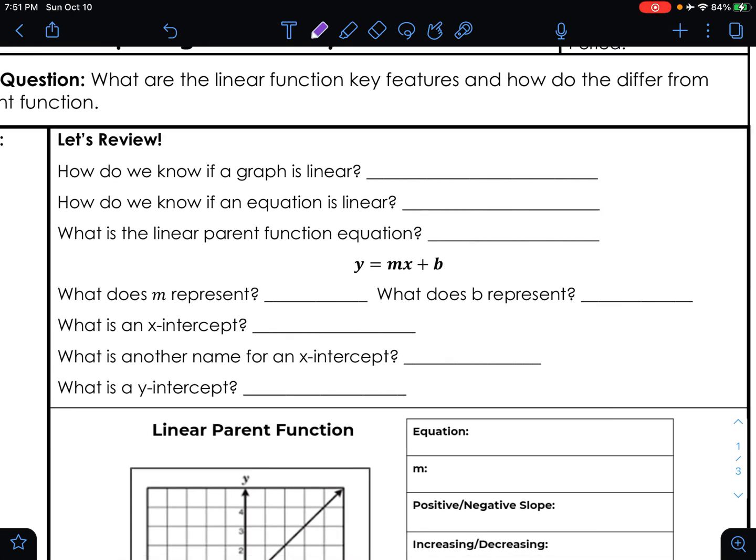So a quick review, how do we know if a graph is linear? Well, it's going to look like a straight line. So it's going to be a line. How do we know if an equation is linear? We look for the x to have an exponent of 1.